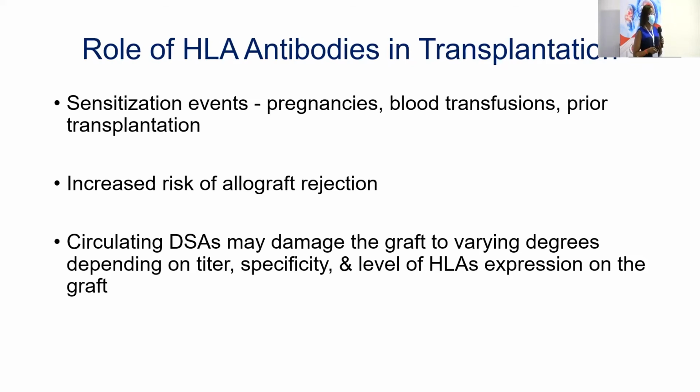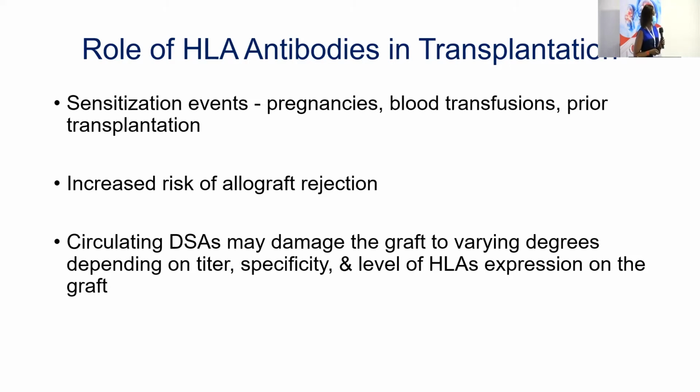We can get them from blood transfusions. These blood products contain white blood cells. Red blood cells really don't express HLA, but the other cells, white blood cells and platelets within the blood product contain the donor's HLA, and from prior transplantation.